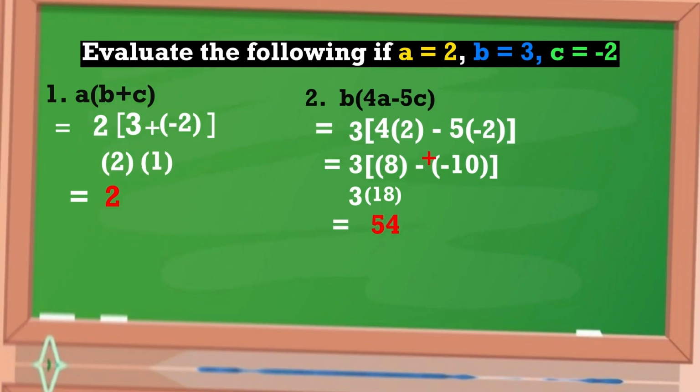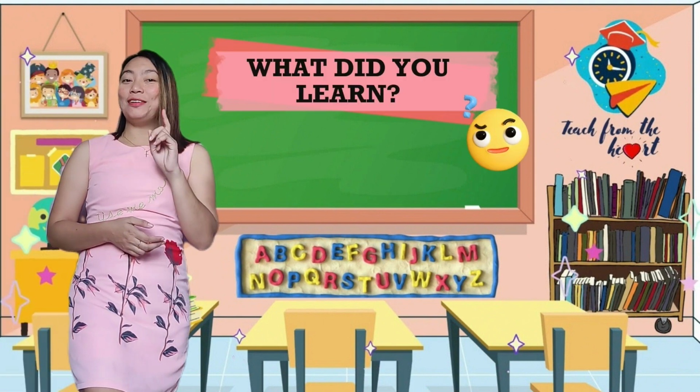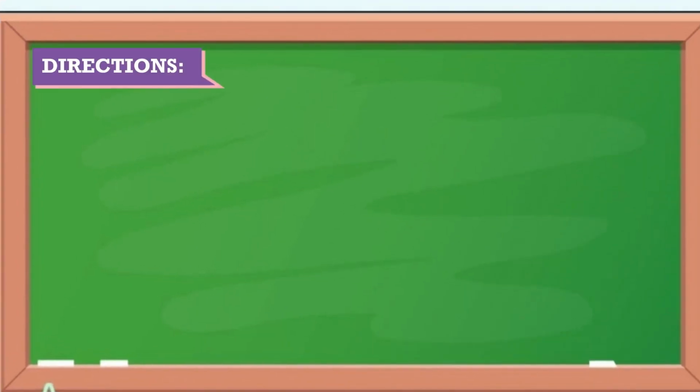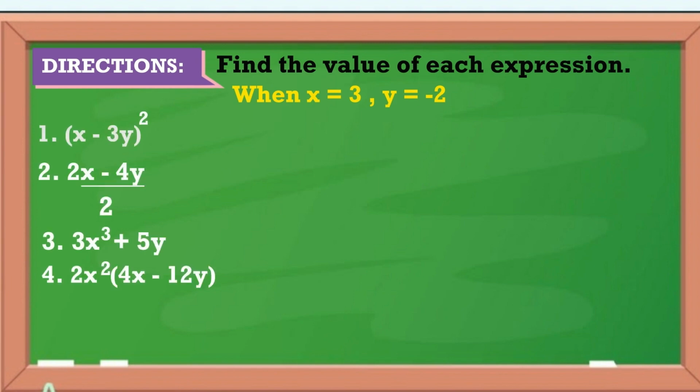Correct. Do you get stressed? Now, let's see what you have learned today. In this activity, you will find the value of each expression when x is equal to 3 and y is equal to negative 2. Numbers 1 to 4 only, and I will give you 3 minutes to answer this. Okay, let's start.